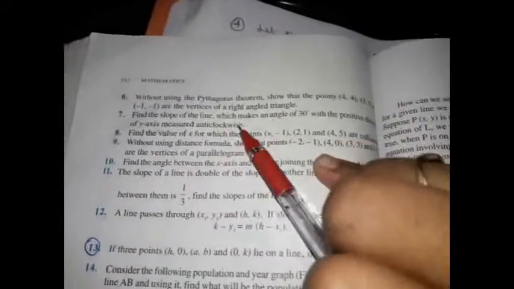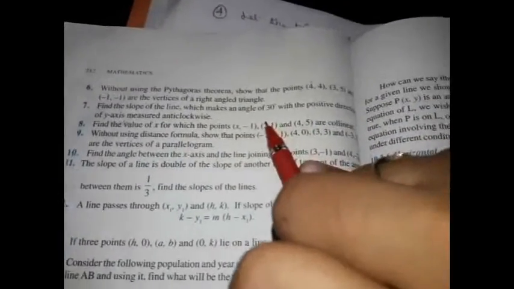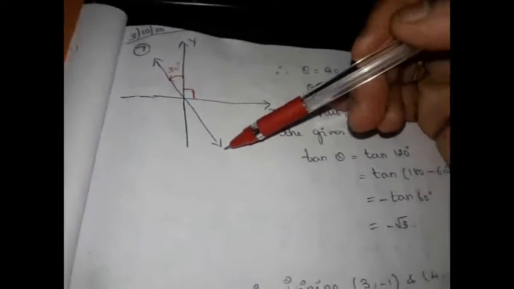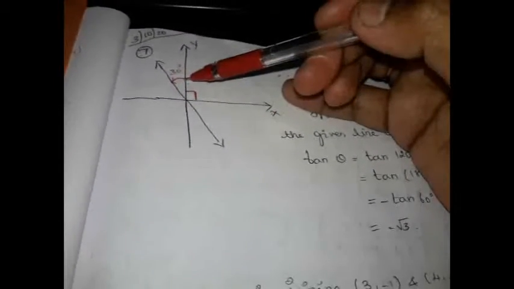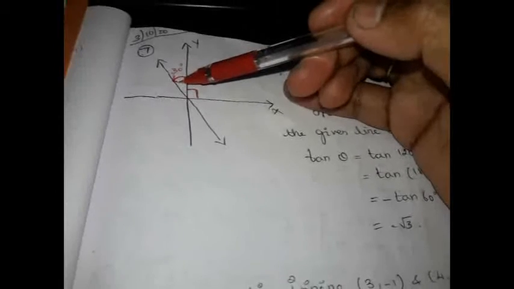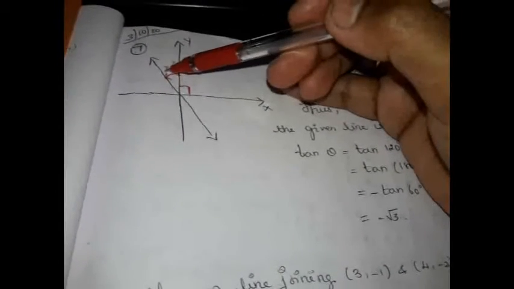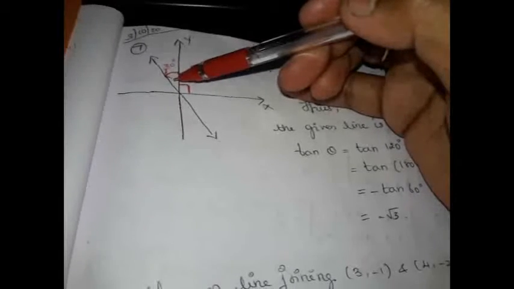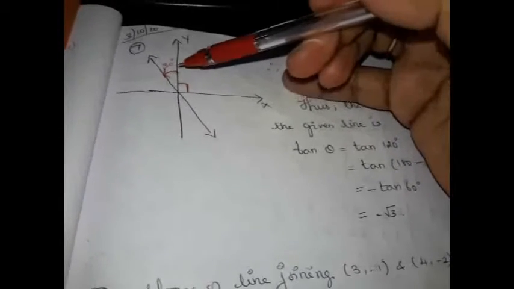What is question number 7? Find the slope of the line which makes an angle of 30 degree with the positive direction of y-axis measured anti-clockwise. So what is given? They asked you to find the slope of a line which makes 30 degree from the y-axis in the positive direction, in the anti-clockwise direction. Right? Now they asked you to find the slope of this line.